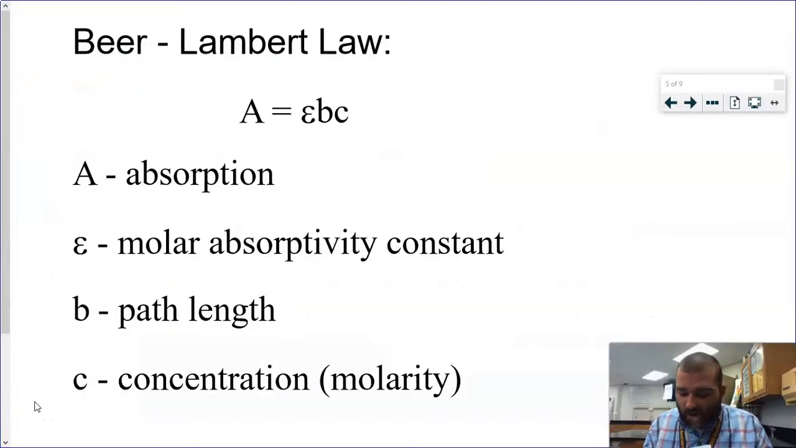All right, so we have all the data we need. Now let's turn it into a graph. Just as a refresher of why we're graphing it and what this is going to do for us: this is the Beer-Lambert law, or the Beer-Lambert equation. We have absorbance, molar absorptivity, path length, and concentration, aka molarity.